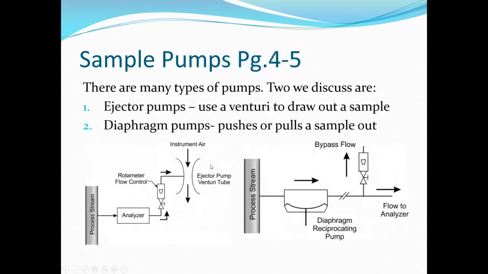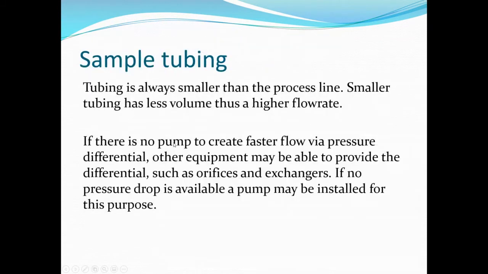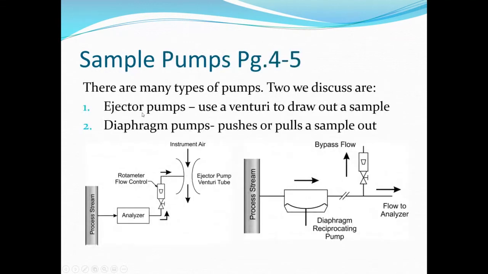We've talked about that in the previous slide, but we'll look at a couple of different pumps here on pages 4 and 5. There's many different kinds, from this centrifugal type pump that we have here. But we're going to talk specifically about an ejector pump, which is something like this, where we have instrument air fed through a venturi. As we blow that instrument air through this venturi, it has a physical characteristic of wanting to draw the sample out of the process stream through this rotameter. So that's one method of doing it.